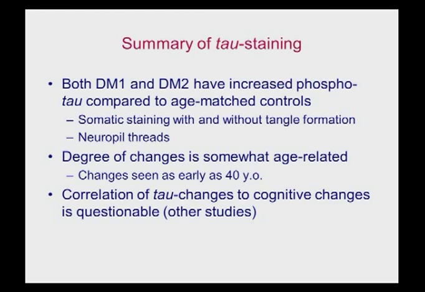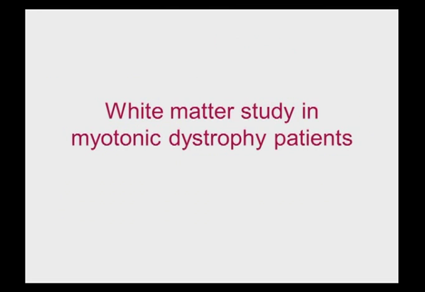So I don't think that this is very significant in the overall picture. It's something we can do, something we can look at, but what does it really mean? So another thing we decided to do is to look at the white matter, particularly the corpus callosum, based on these diffusion tensor imaging studies.